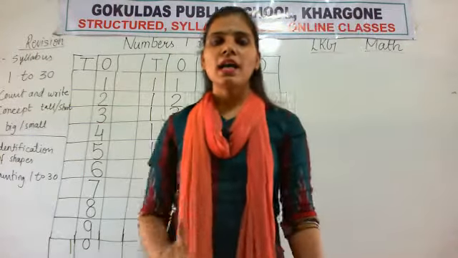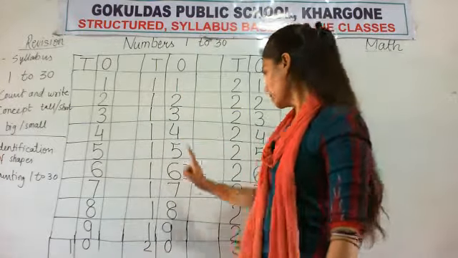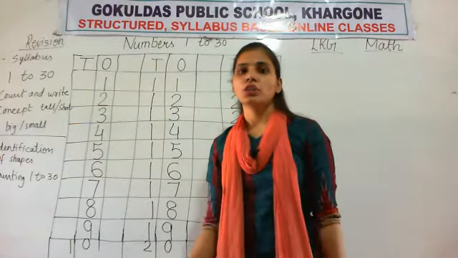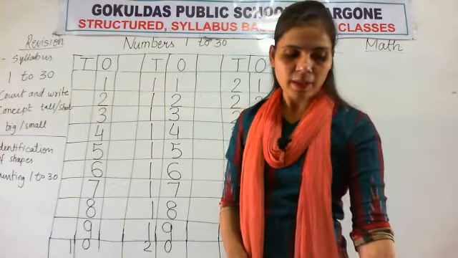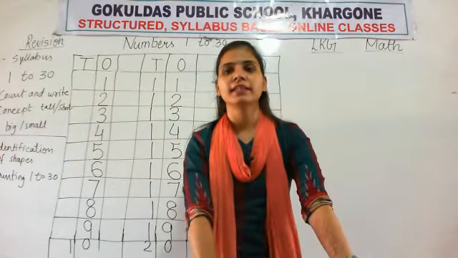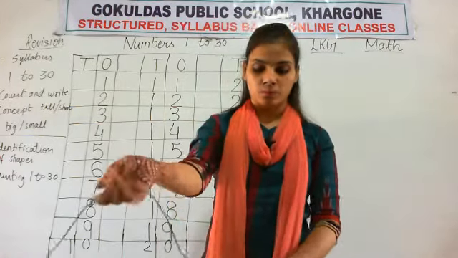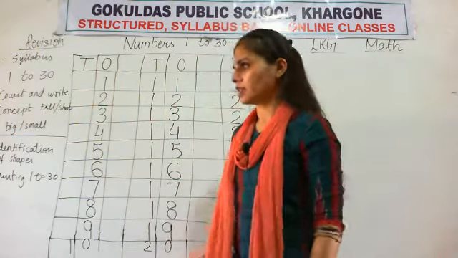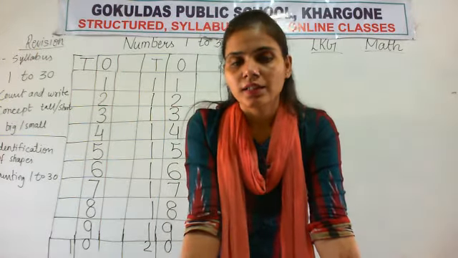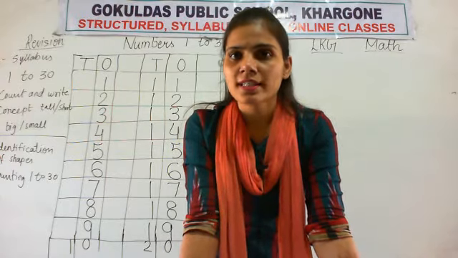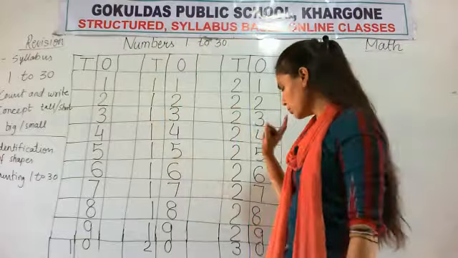You have to practice at home from 1 to 30 in your math notebook, rough notebook and any paper. Okay, you have to write 1 to 30 counting without looking. How to write? Without looking. Okay, one time you see, then next time without seeing, write yourself. Okay, from 1 to 30.